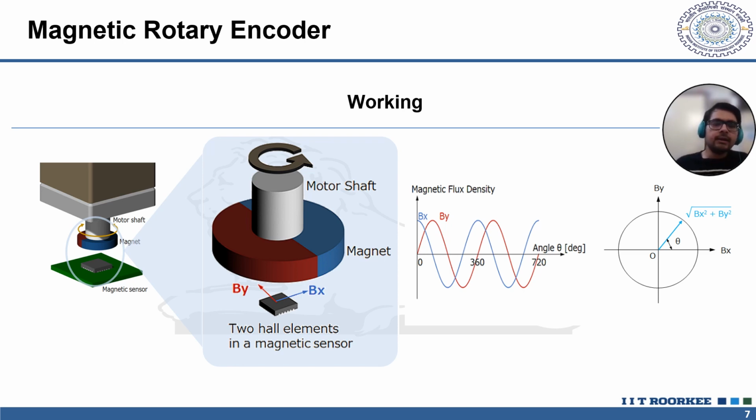However, Hall elements detect magnetic field strength in only one direction, because of which we need two Hall elements to detect both Bx and By, that is, the magnetic field in the x direction as well as in the y direction. The Hall elements convert the magnetic field information into electrical signals, which are converted to a digital signal using an ADC, which is an analog to digital converter. Finally, this information is used to find the angle theta.